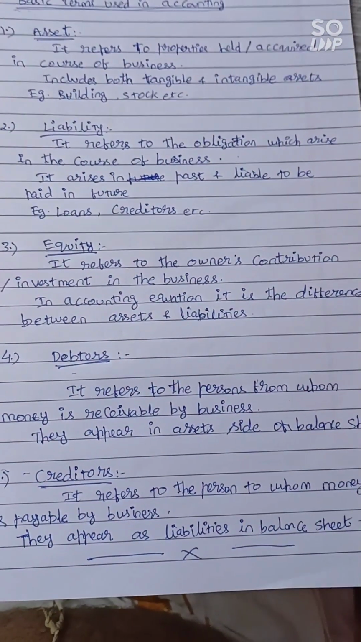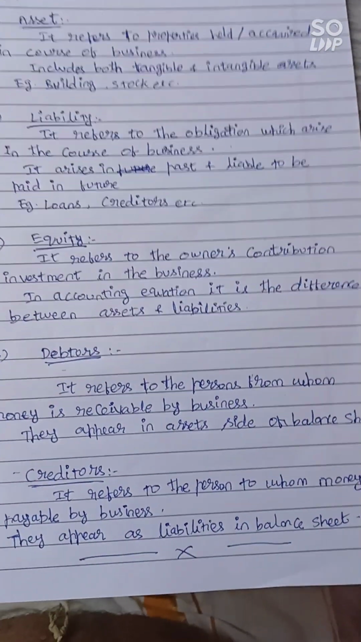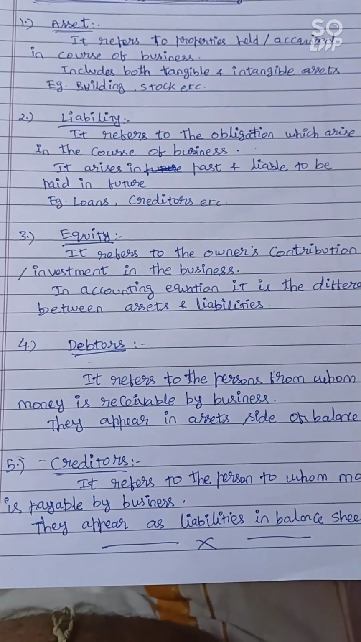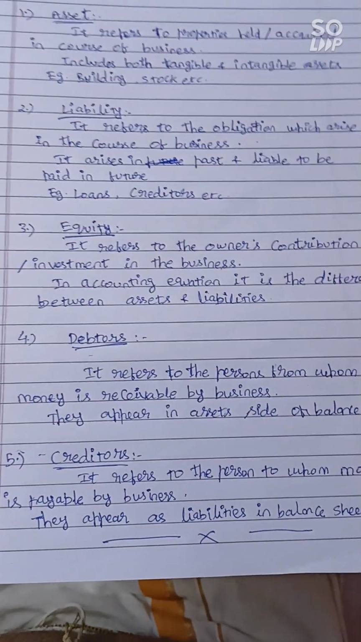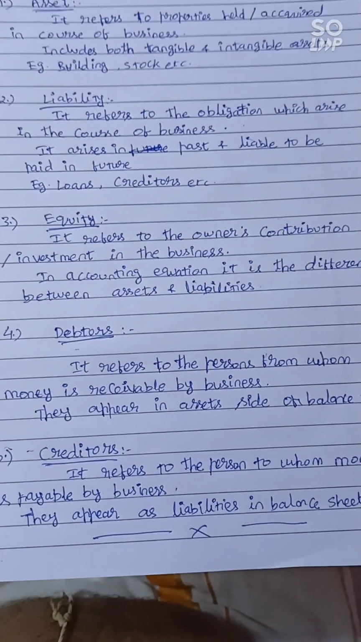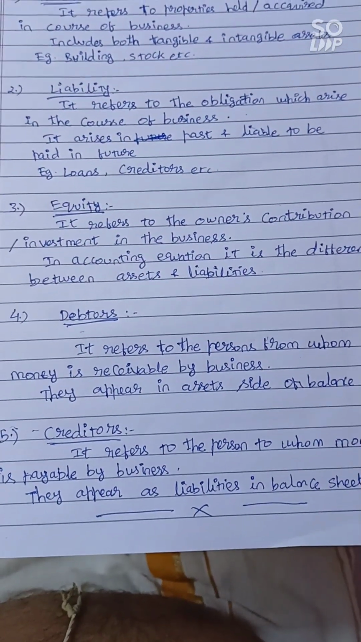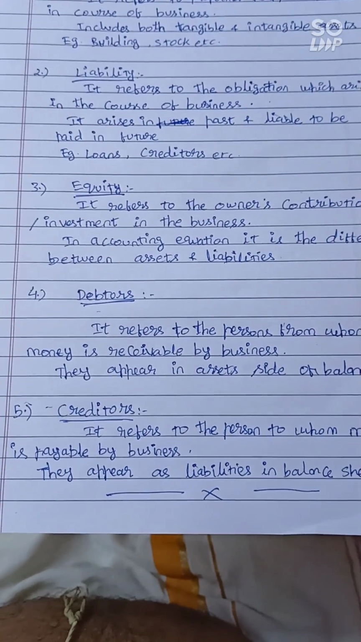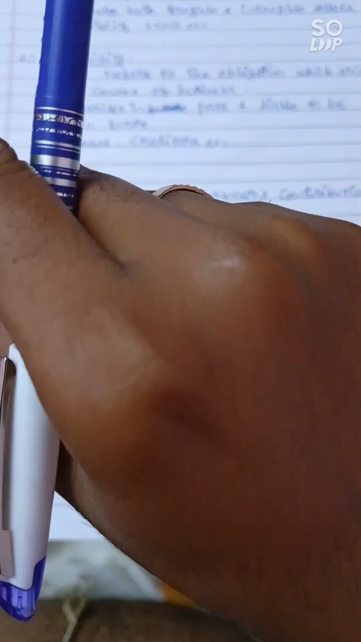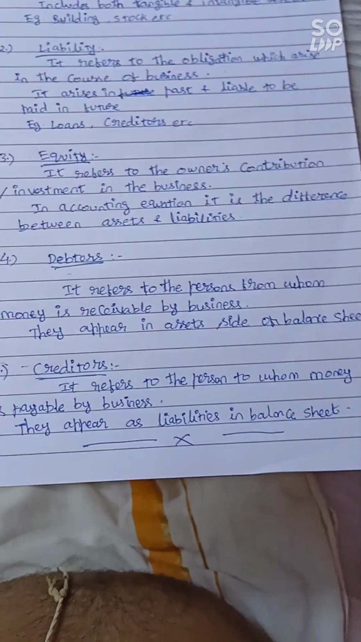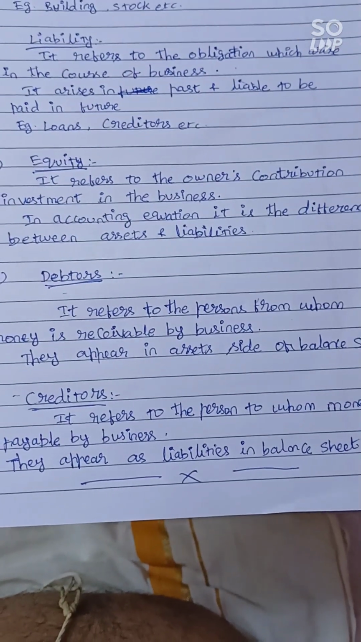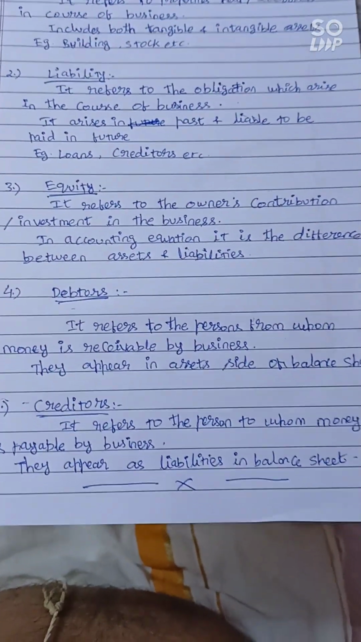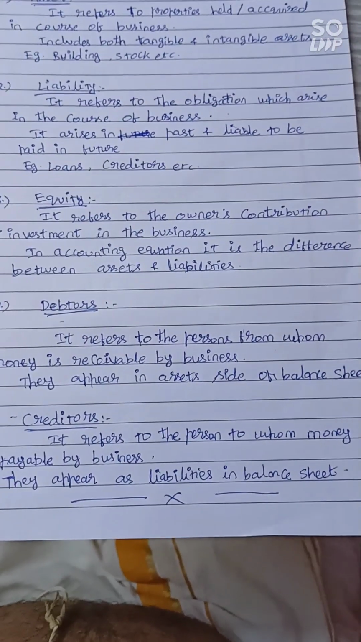Then fourth one is debtors. Who are debtors? Debtors refers to the persons from whom money is to be received by the business. Suppose you sold goods to Mr. X. Then Mr. X has to pay the money to you. In this case, Mr. X will be treated as a debtor in your books of account. These debtors will appear on the asset side of the balance sheet.